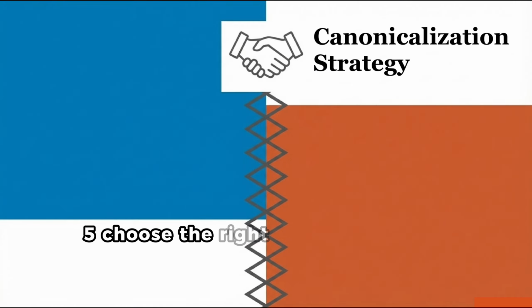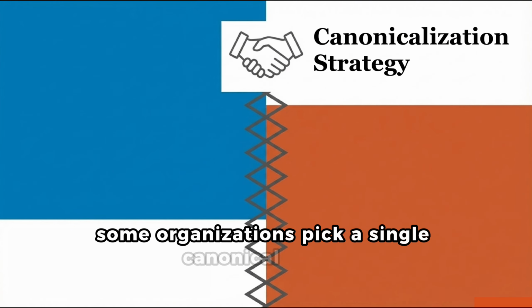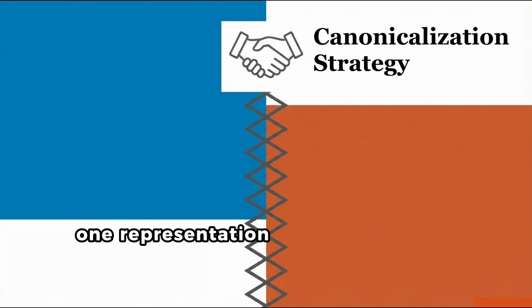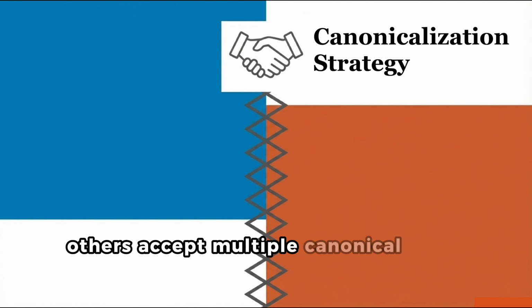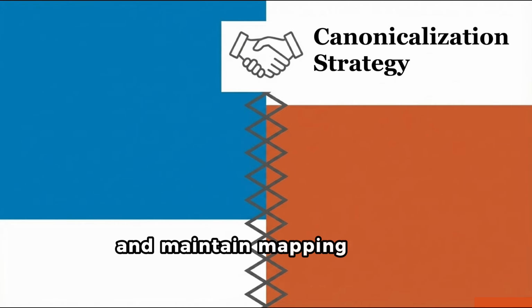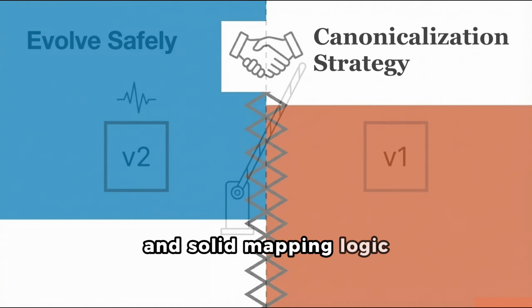5. Choose the right canonicalization strategy. Some organizations pick a single canonical model, one representation of truth, and map everything to it. Others accept multiple canonical views and maintain mapping tables. Both approaches work. The important part is deliberate choice and solid mapping logic.